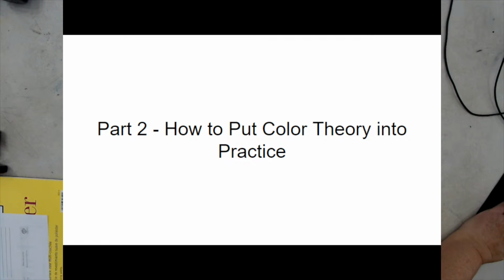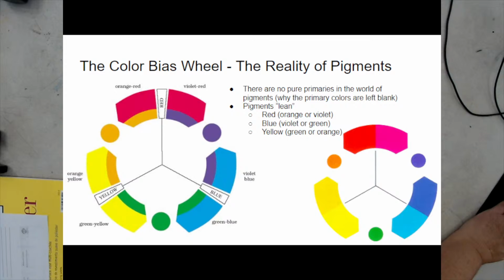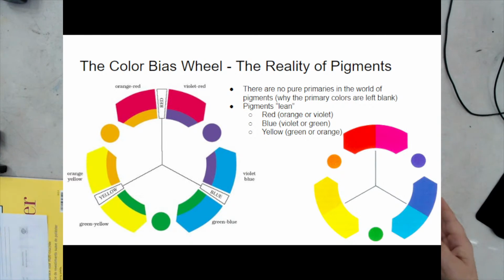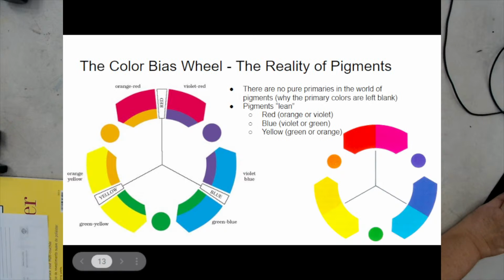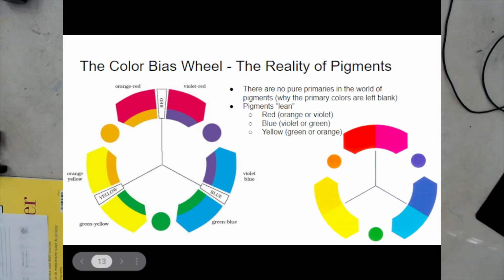And the second part is how to put our color theory into practice. Okay, all right, so we started out with the color wheel, the traditional color wheel. Now I want you to pull out the color bias wheel. Now you'll notice in this wheel that the primary colors are left out, because the reality of pigments is that there are no pure primaries in the world of pigments. And that's why they're left blank.